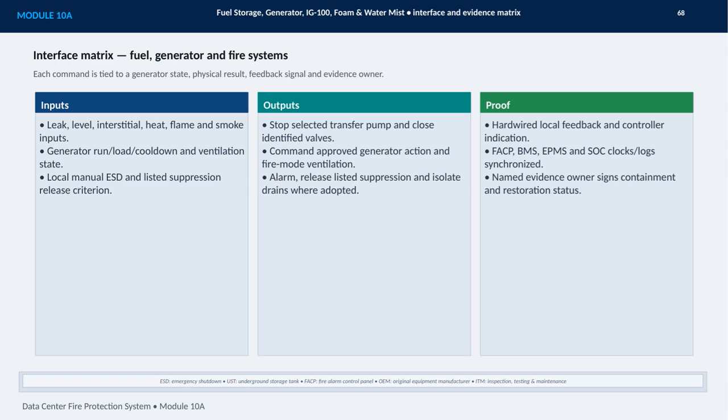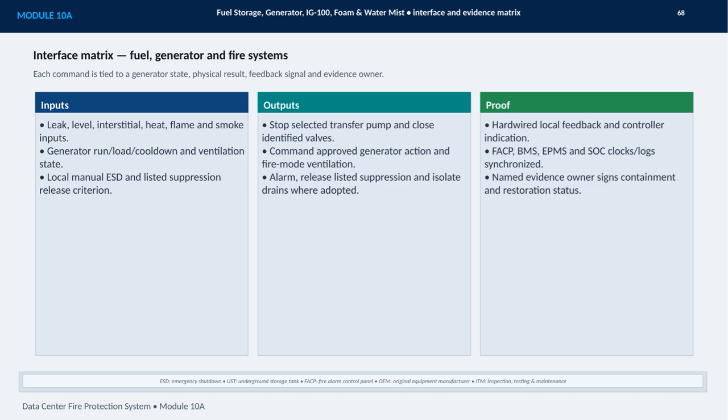The final layer is proof. Local hardwired feedback and controller indications must confirm the action, while the FACP, BMS, EPMS, and SOC maintain synchronized clocks and logs. A named evidence owner signs both containment and restoration status.